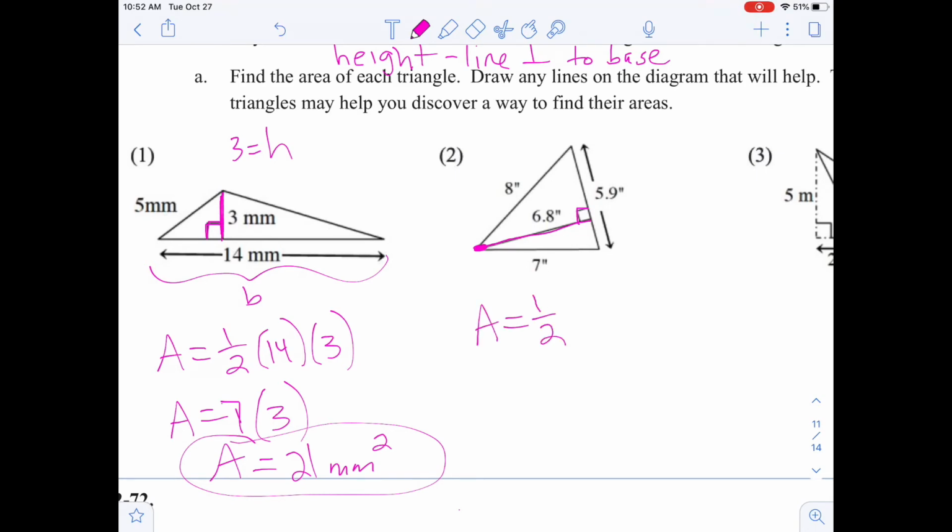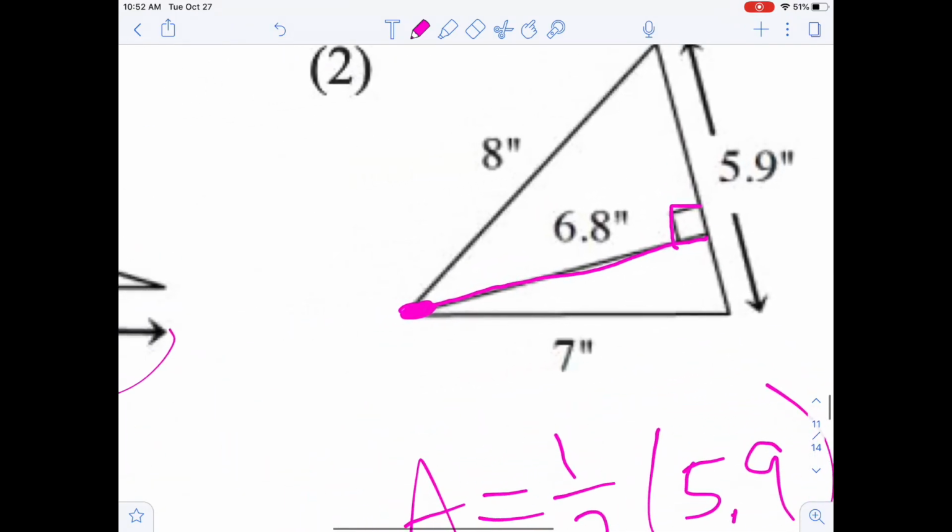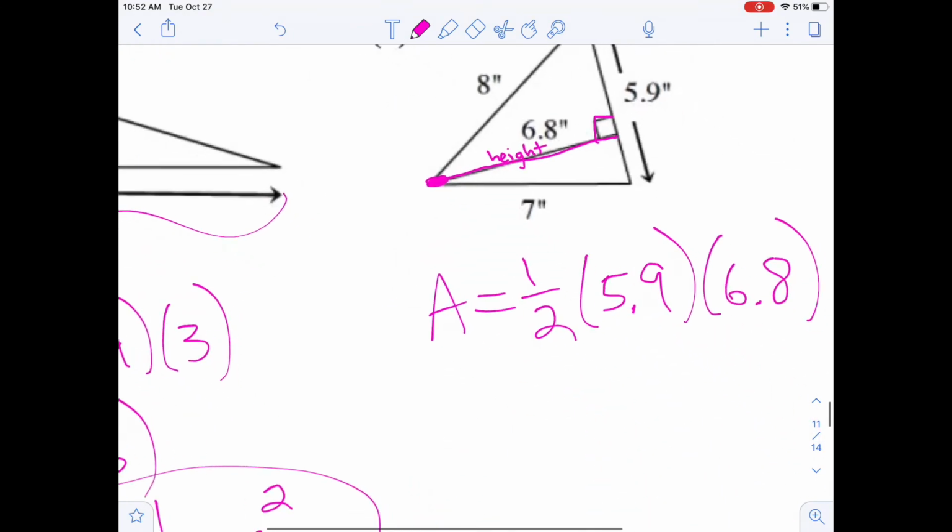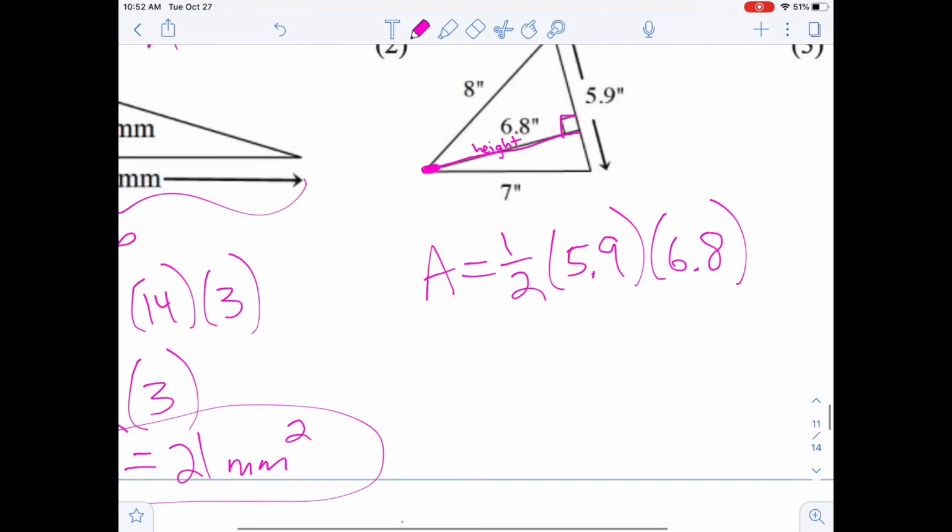So half your base is 5.9, and then our height is 6.8. Your height is always the side that's perpendicular. So height. And then we can go ahead and calculate that to find our area. I'm going to pick up my calculator and use that. Half times 5.9 times 6.8 should give us 20.06.